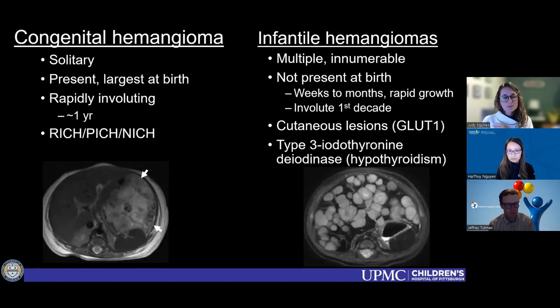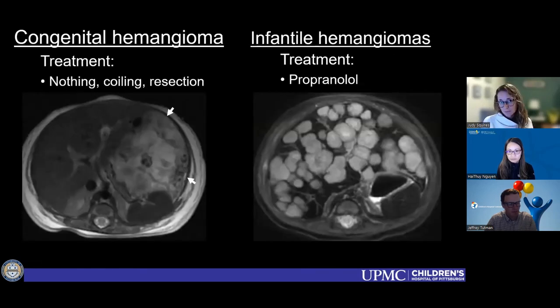And I had a resident ask me once, well, who cares? Why do we care about the difference between these? So congenital hemangioma on the left at MRI, and then infantile hemangiomas on the right. Why do we care? Because the treatment matters. And my vascular anomalies team wants me to say as specific as I can. And so I try to, because the treatment changes.